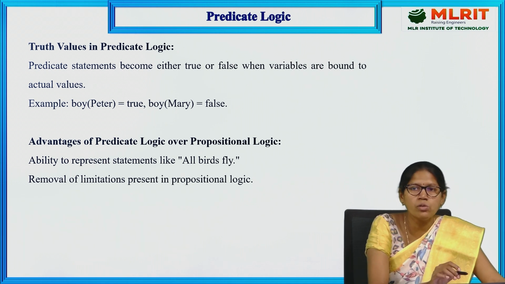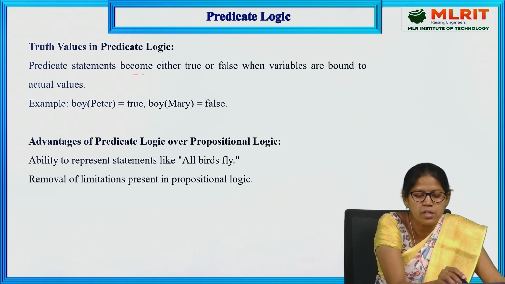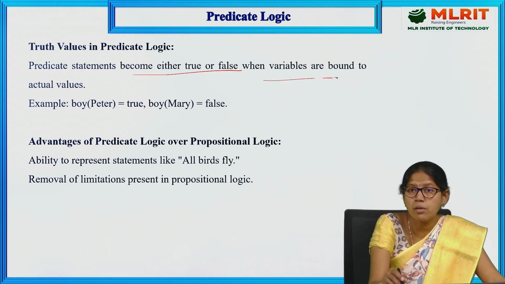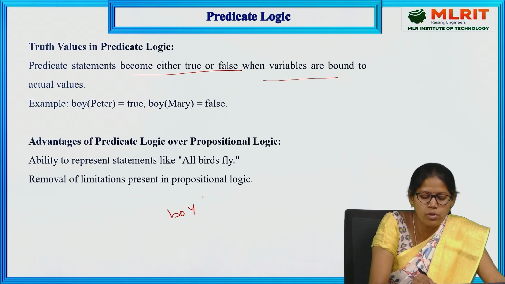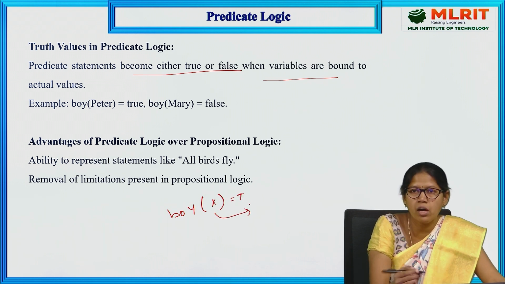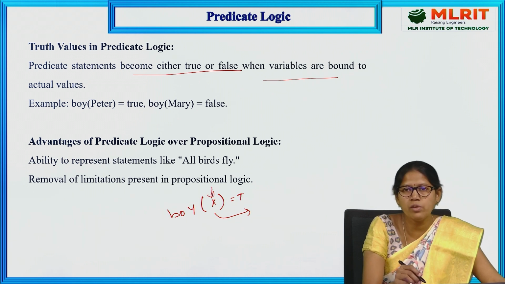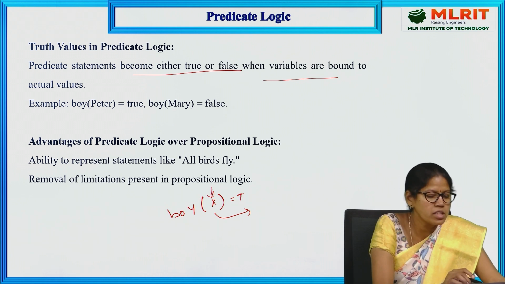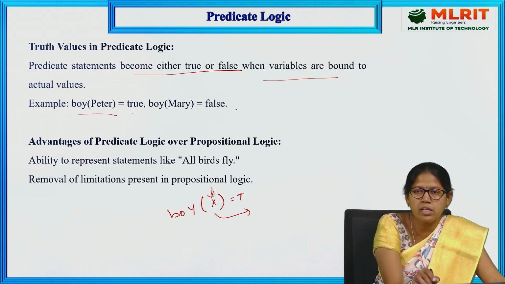Next, let's see how to assign truth values in predicate logic. Predicate statements become either true or false, like in propositional logic, when variables are bound to actual values. We can't write boy of X equal to true because we don't know whether X is a boy or a girl. It needs to be bound to its actual value, and only then can we assign true or false to the predicate statement. So boy of Peter equals true, and boy of Mary equals false because Mary is a girl.